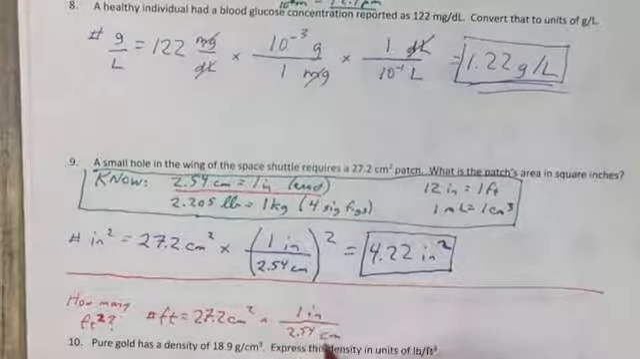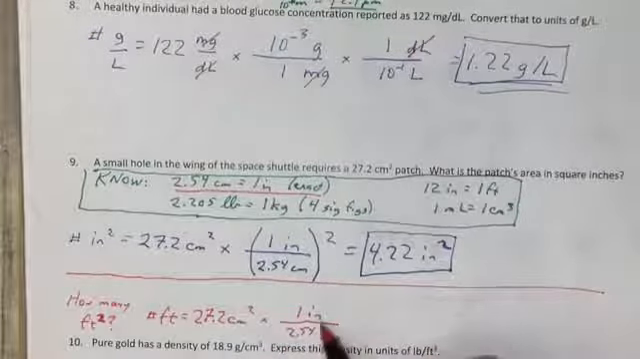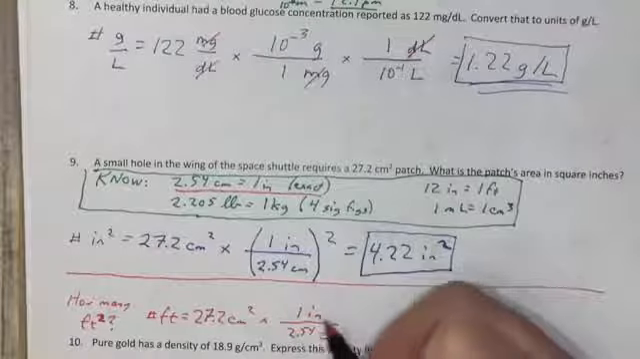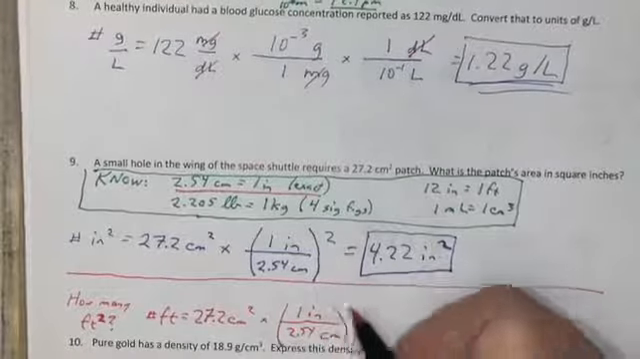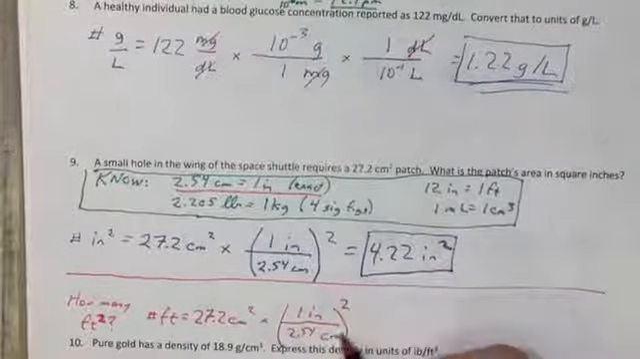Well, if 1 inch equals 2.54 centimeters, is it also true that 1 square inch equals 2.54 square centimeters? And the answer is heck no. You can't just square or cube the unit. You have to square or cube the entire quantity. So it's this whole quantity squared. So now we have square centimeters cancels, and I have square inches.